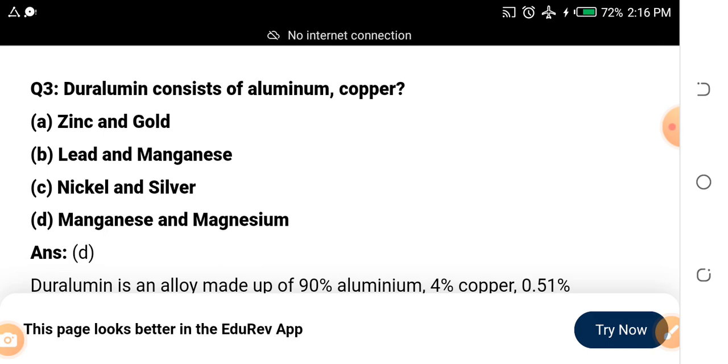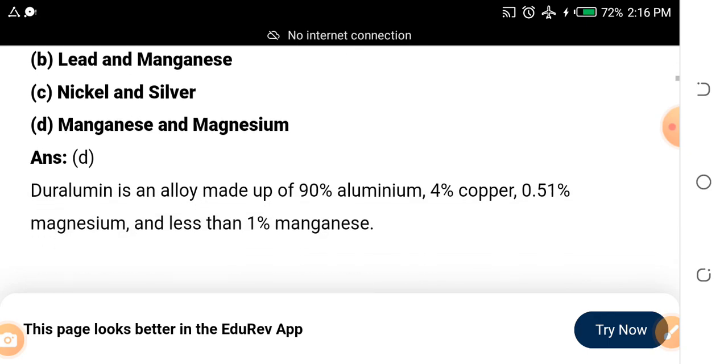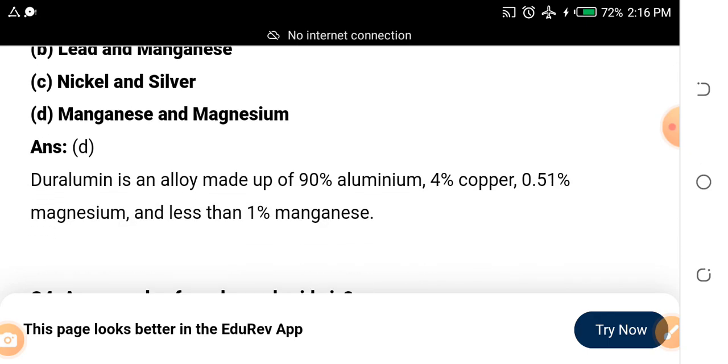Number 3. Duralumin consists of aluminium, copper, and dash. Duralumin is an alloy, right? Duralumin consists of aluminium, copper, and dash. A. Zinc and gold. B. Lead and manganese. C. Nickel and silver. D. Manganese and magnesium. The answer is simple. The answer is D. Manganese and magnesium.